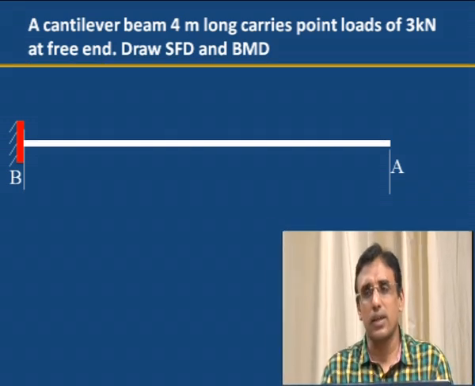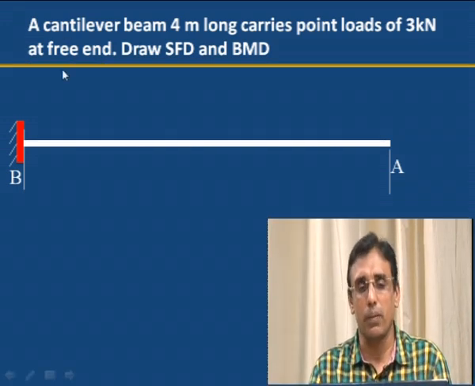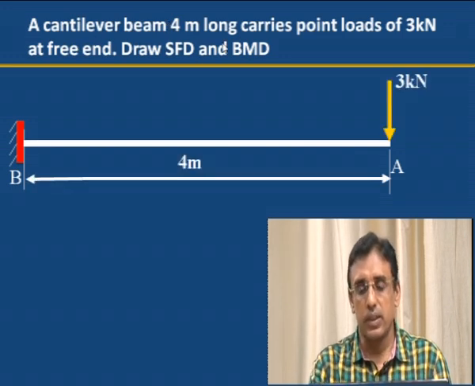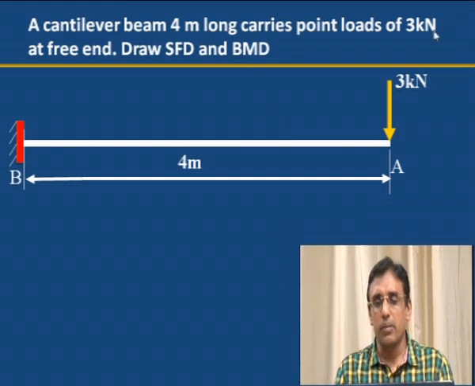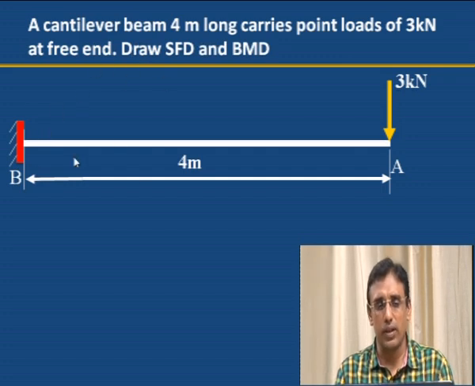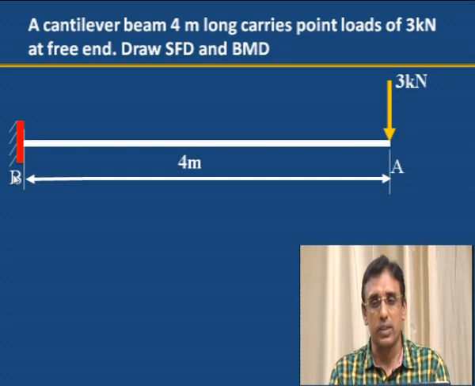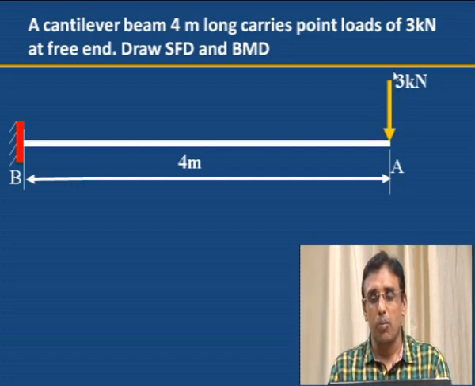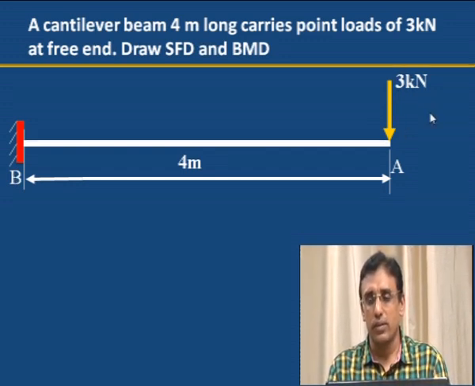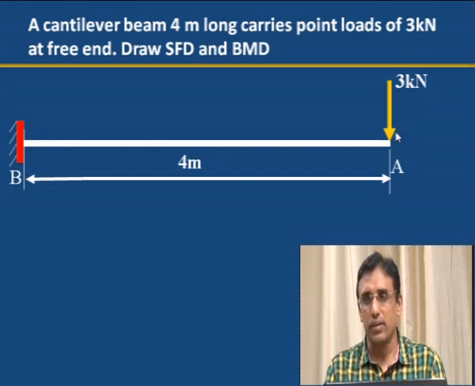Let us consider one simple problem. A cantilever beam 4 meter long carries a point load of 3 kilonewton at the free end. In problems there may not be a sketch given, we have to draw the sketch. It is a cantilever beam, that means one end is fixed, other end is free. A is free, B is fixed, and it carries a point load of 3 kilonewton at the free end.